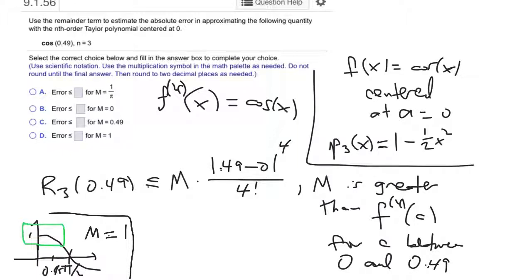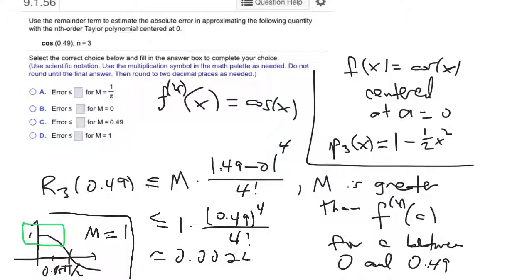So that means that this error bound is less than or equal to 1 times 0.49 to the fourth over 4 factorial. And that's about 0.002402 something. And so that is the most error that I could make in using this polynomial as my estimate for cosine of 0.49. They do want the answer, so we check the D box, and they do want the answer in scientific notation.